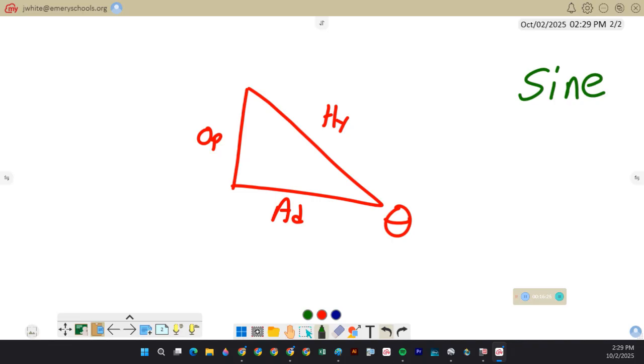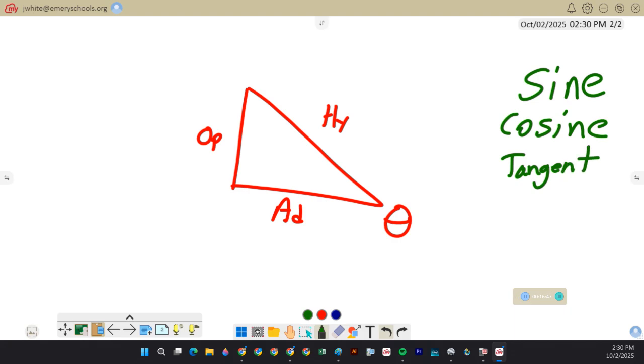So another name is cosine. There's no definition to these. I'll tell you what they are here in a second. And the other one is tangent.